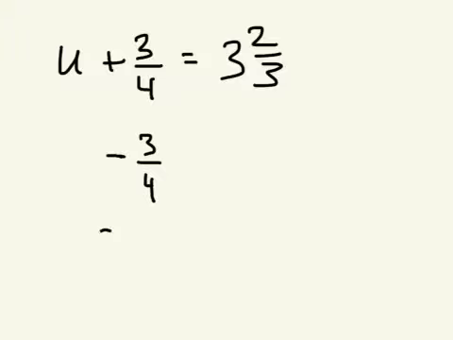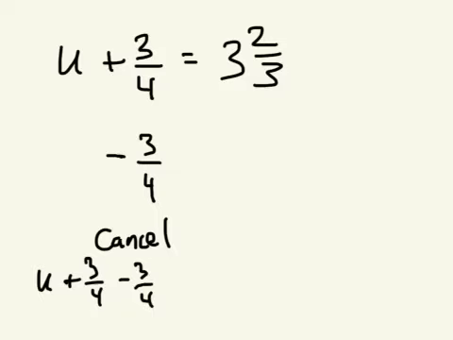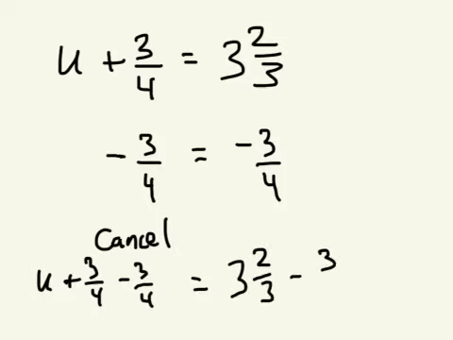Now we do it on this side to cancel, because when we add all this together, we have u plus 3/4 minus 3/4, and then equal. But this is just like a seesaw. Whatever I do on this side, I have to do on this side. So I have to subtract 3/4 on this side. So now I have 3 2/3 minus 3/4.